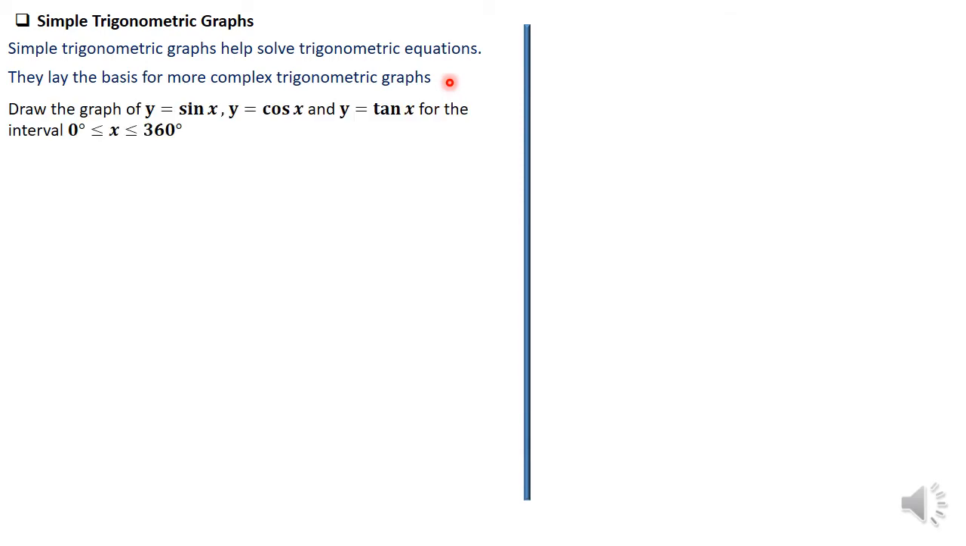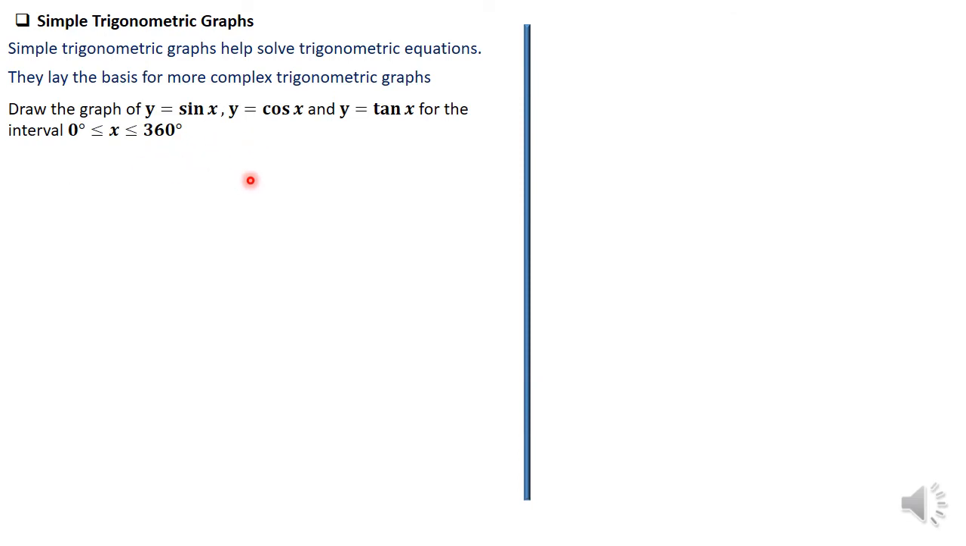And maybe as we begin, we just need to have a big idea of what the sine curve, the cosine curve, and the tan curve look like. And therefore, let's do this. We have a question there. Draw the graph of y equals sin x, y equals cos x, and y equals tan x for the interval 0 to 360 degrees.